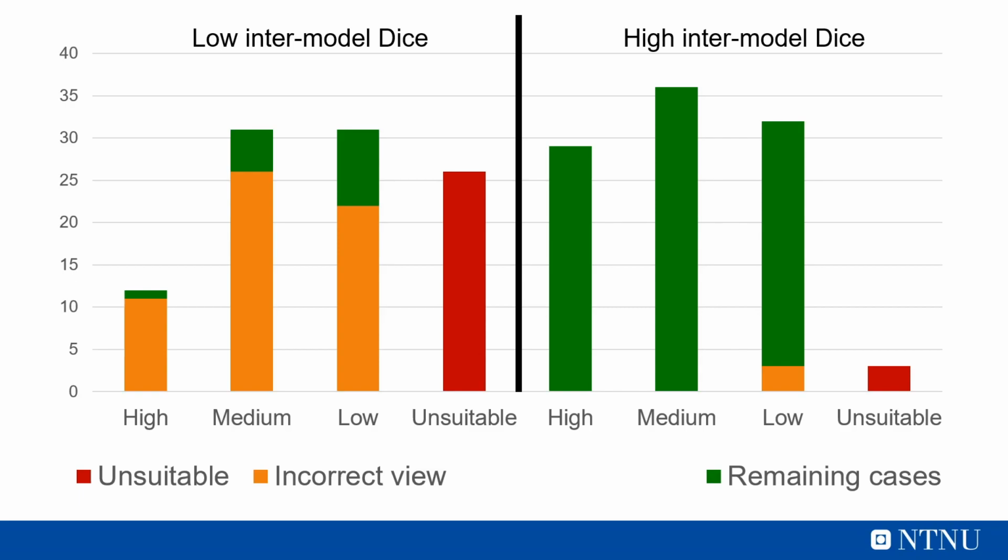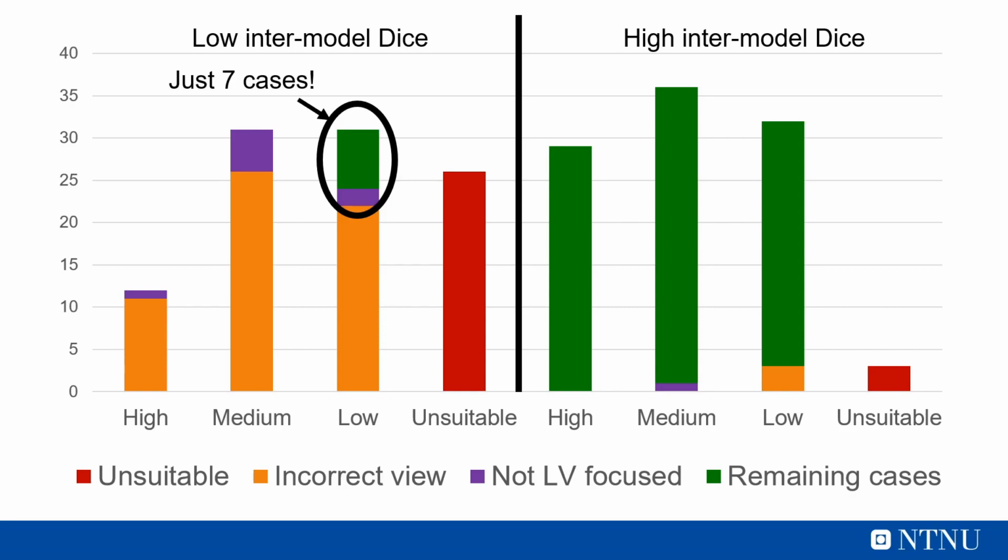When we add the information about the view correctness, we see that the majority of the low agreement cases were actually the wrong view. The model is trained only on apical 2 and 4 chamber views, and we expect these to also be in the validation set, but this is not always the case in practice for various reasons that I will not go into now. We have a similar situation when we look at whether the image is left ventricle focused or not. Finally, out of the 100 cases with low inter-model agreement, only 7 cases remain without some sort of problem, and all of them are low quality.